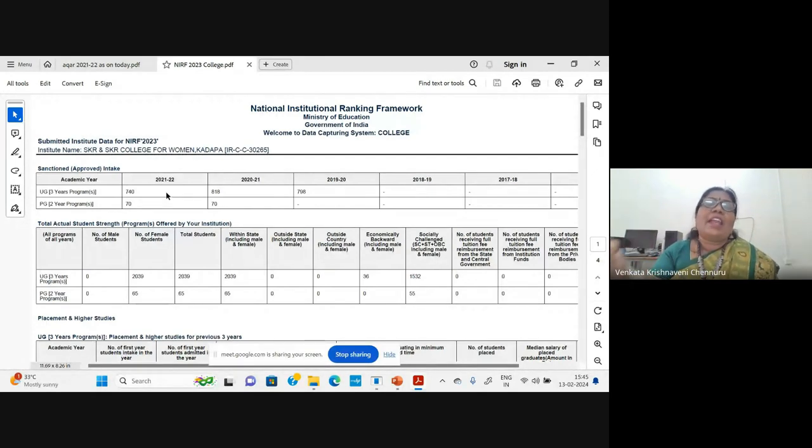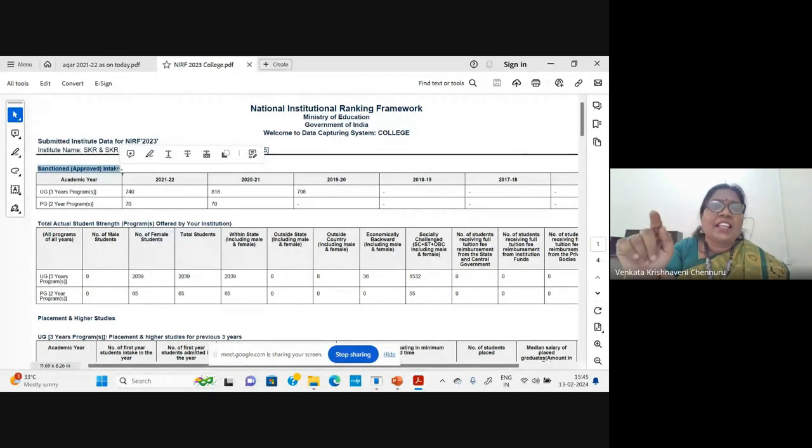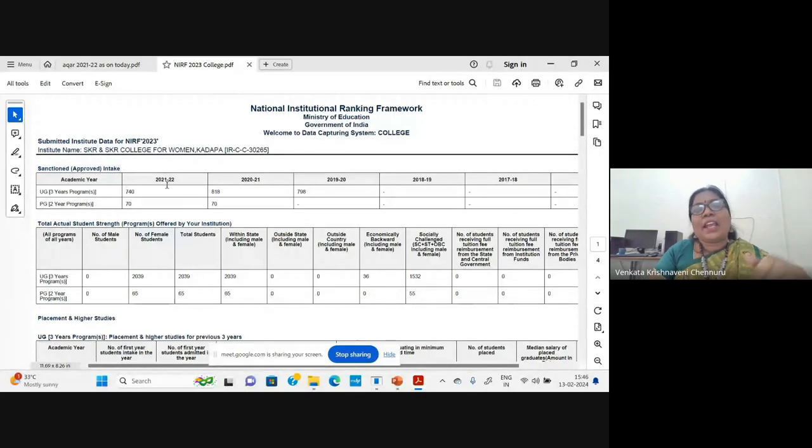And whenever NIRF asks, when the data capturing system opens, what shall we do? We will be collecting information about UG of a particular year, PG 2 years of a particular year. Here, not the total number of students studying there, but what is the intake, the approved intake. And of course, here we can use the previous data, but additionally we need this information also.